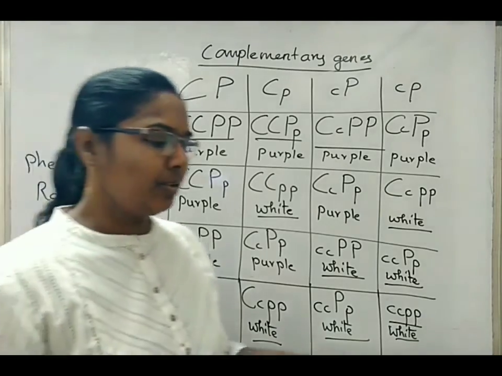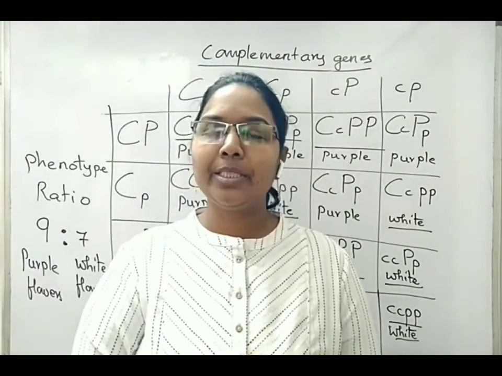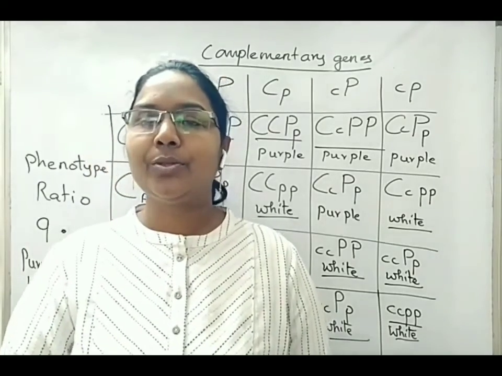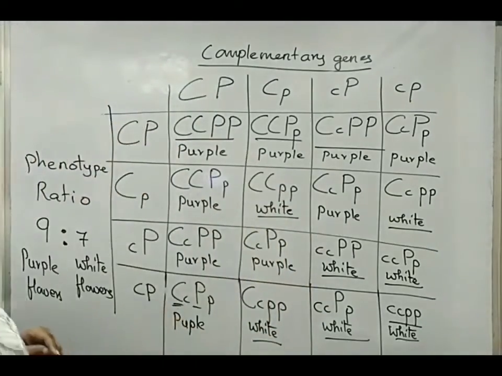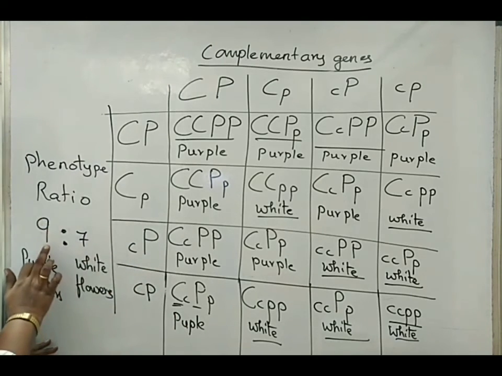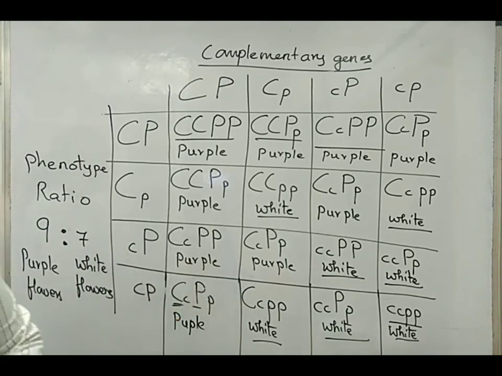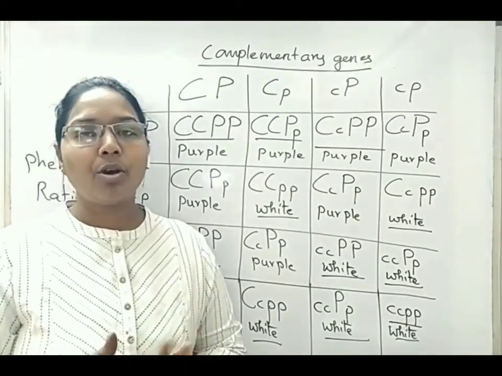So here we have seen two examples regarding the phenotypic ratio and types of genes. One is a dominant epistasis example, taking summer squash or Cucurbita pepo. There the ratio is 12:3:1. But here the ratio is different. There we got 12 white colored flowers, 3 yellow colored flowers and 1 green colored flower. But here we have got the ratio of 9:7. 9 indicates the purple colored flowers and 7 indicates white colored flowers. Okay. So this is about dominant epistasis and also complementary genes.